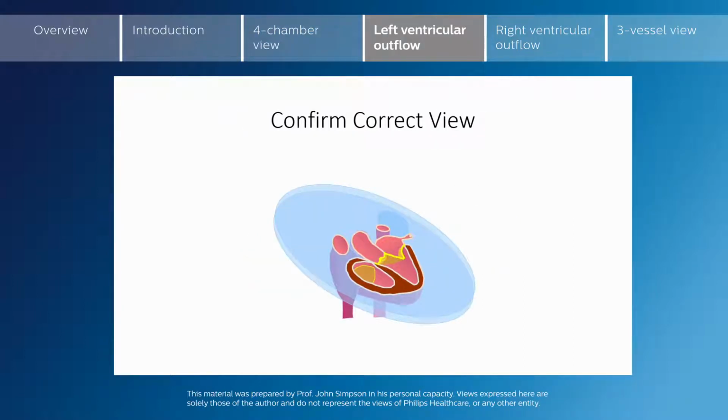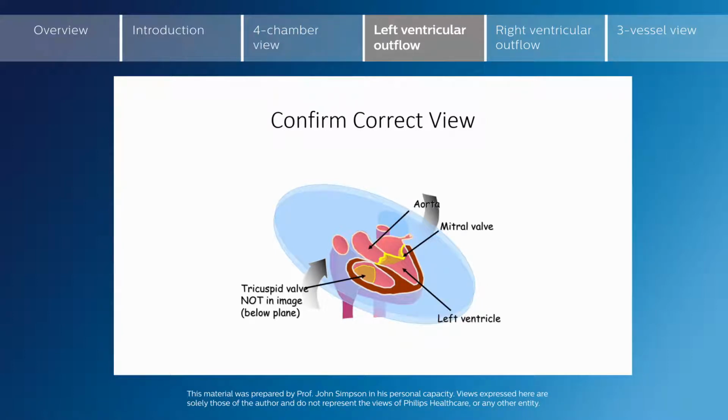We need to confirm the correct view by seeing the aorta as it leaves the left ventricle of the heart. We are making a very slight angulation upwards and slightly obliquely to bring in this view. We can see that we have now left the tricuspid valve below the plane of insonation, so we do not see this when we look at the left ventricular outflow tract.